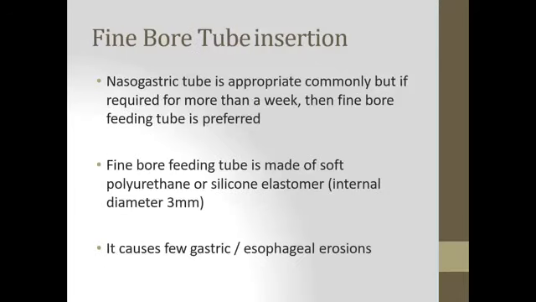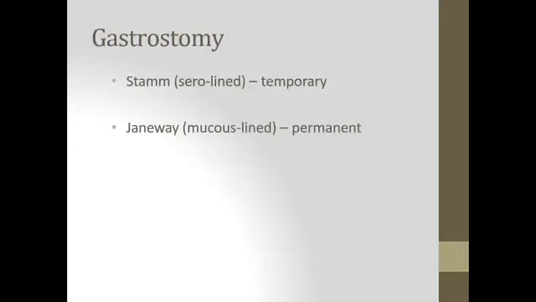The fine bore tube is made of silicone, elastomer or polyurethane, and these tubes cause fewer gastric or esophageal erosions. The gastrostomy is of two types. One is temporary and the other one is permanent. Temporary is used if there is a need of more than 2 weeks of nutritional support, so we can form the gastrostomy through the Stamm method.